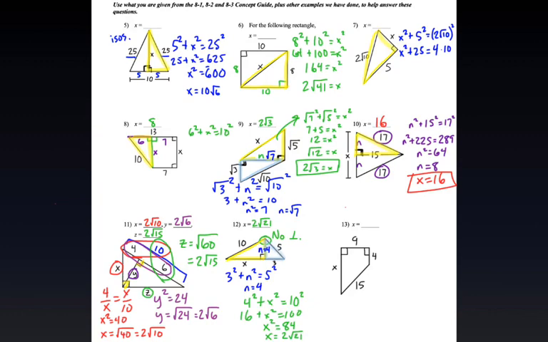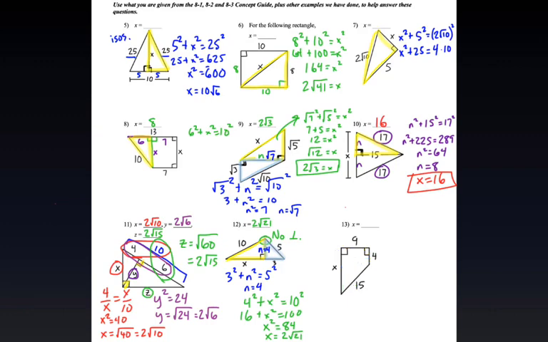Number 13, hopefully you see, is like number 8. So we got to chop it into the rectangle and the right triangle. My rectangle side, there's 4 there, there's 9 there. So I have my right triangle, 9 is one of the sides, 15 is the hypotenuse. But this part here isn't x.